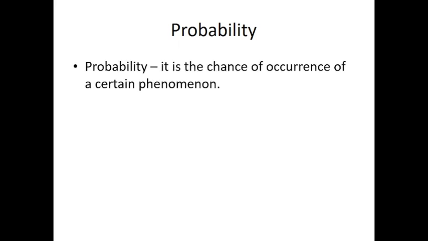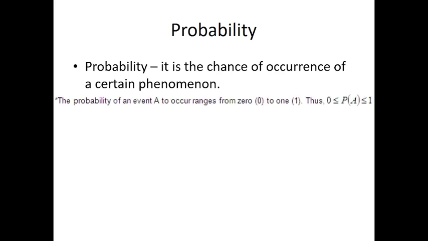And then let's now study about probability. So it is defined as the chance of occurrence of a certain phenomenon or a certain event. Yung tsansa ng pag-occur ng isang pangyayari or event. So the probability of an event A to occur ranges from 0 to 1. Okay? So from 0 to 1.